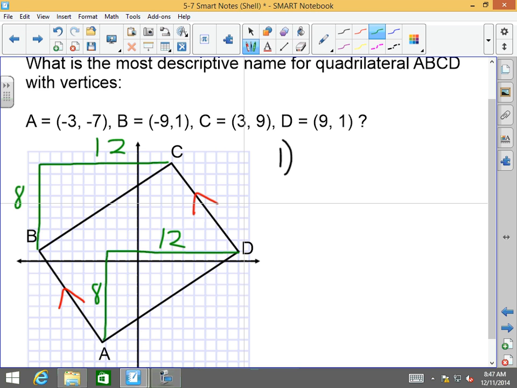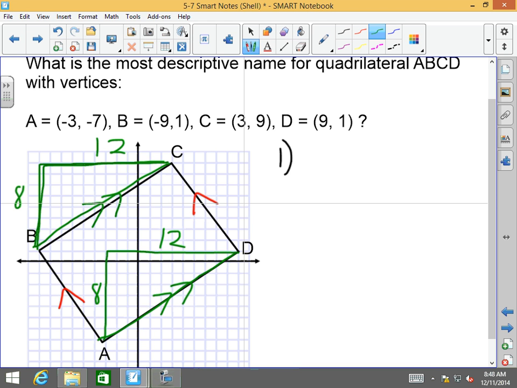You with me there, guys? So that means that opposite sides are parallel, correct? Now, think about the right triangle we just created. If that's 8, that's 12. Isn't CB also congruent to AD? Because of Pythagorean theorem, right?